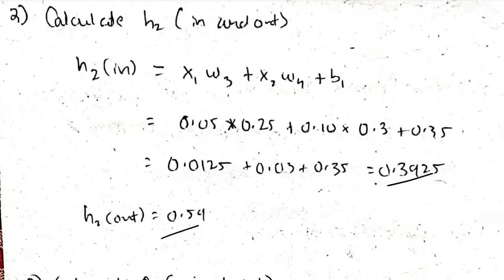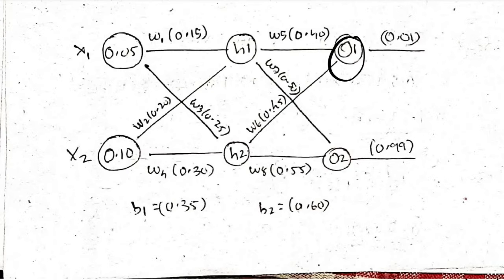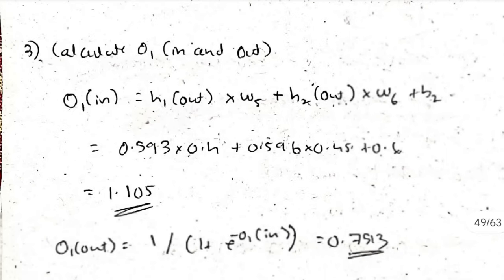After you got h1 in and out, h2 in and out, your next step is to move further in the layer. Now you have to go to O1 and O2. How do you go to O1 and O2? For that also some formulas are there. We have to calculate O1 in and O1 out, O2 in, O2 out.